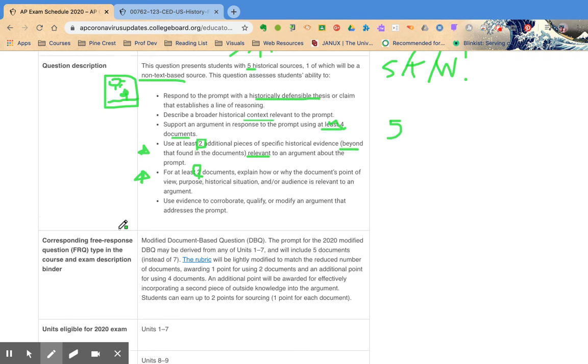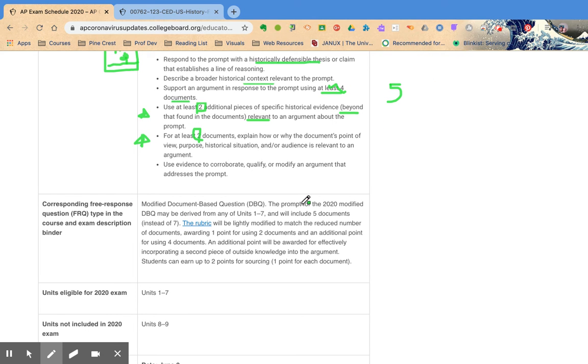And here's a quick blurb on the DBQ itself. The prompt is modified so it can fit in that 45-minute time frame. The coverage will be only units 1 through 7, and as I said, it will be 5 documents instead of 7. I'm going to go through the rubric real quick with you in a second here. That will reduce the number of documents. It's going to factor that into its scoring system. It is awarding 1 point for using 2 documents and an additional point for using 4 documents, right? An additional point will be awarded for effectively incorporating a second piece of outside knowledge into the argument, which is a new thing, as I mentioned earlier. We saw that up here.